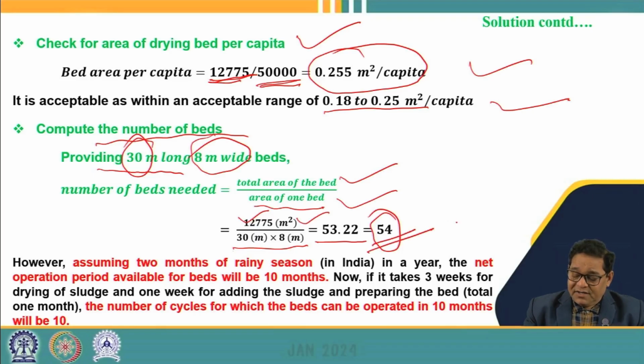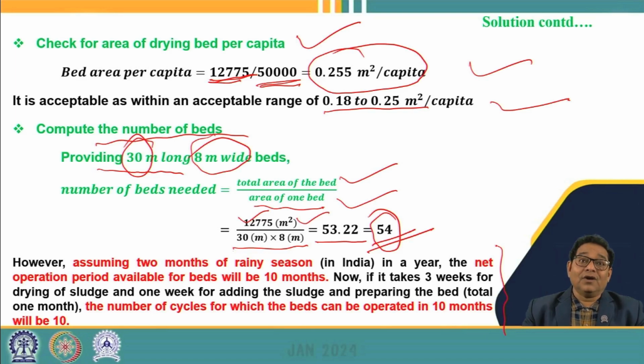While deciding this, we cannot take it like 53, because if we make 53, the total area requirement will not be met. So always take the higher side instead of the lower side. So now for this, we have designed 54 number of beds of this size.